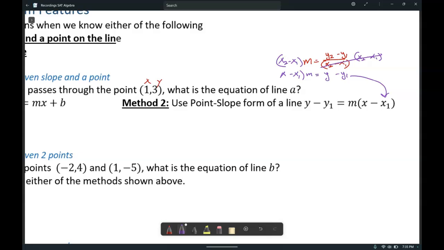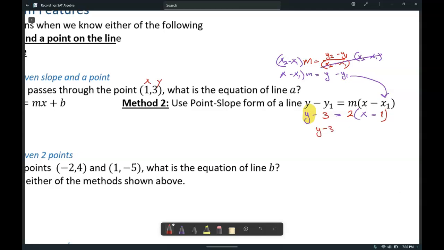And so given this, we don't need to find the y-intercept. It's going to happen as a side effect of just solving the equation for y. So we start with our y value, and the y value that's given, in this case, is 3. And so we write y minus 3 equals the slope that is given, times x minus the x value that is given, which in this case was 1. Now all I have to do is solve this equation for y, and I have my equation in slope-intercept form.